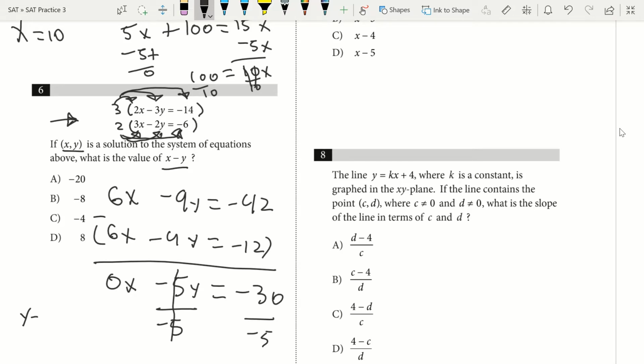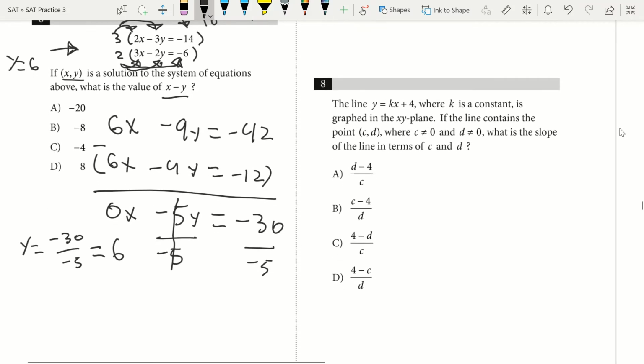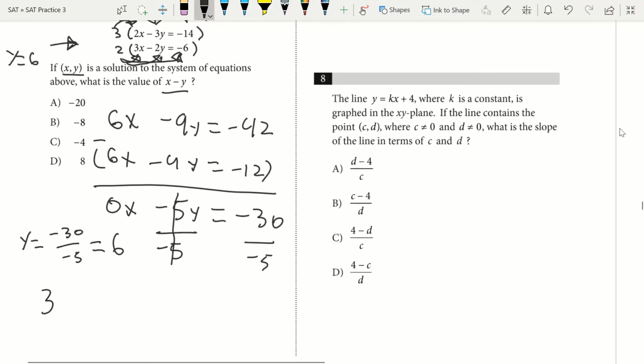Now I'm left with y equals negative 30 over negative 5, which is the same as 30 over 5, which is 6. So now I have y equals 6. I'll go ahead and put that up here. Now I can go ahead and plug 6 in for y and then solve for x. So I'm going to go ahead and use the bottom equation. So I will have 3x minus 2 times my y, which we said is 6, equals negative 6. So negative 2 times 6 gives me minus 12. So I have 3x minus 12 equals negative 6.